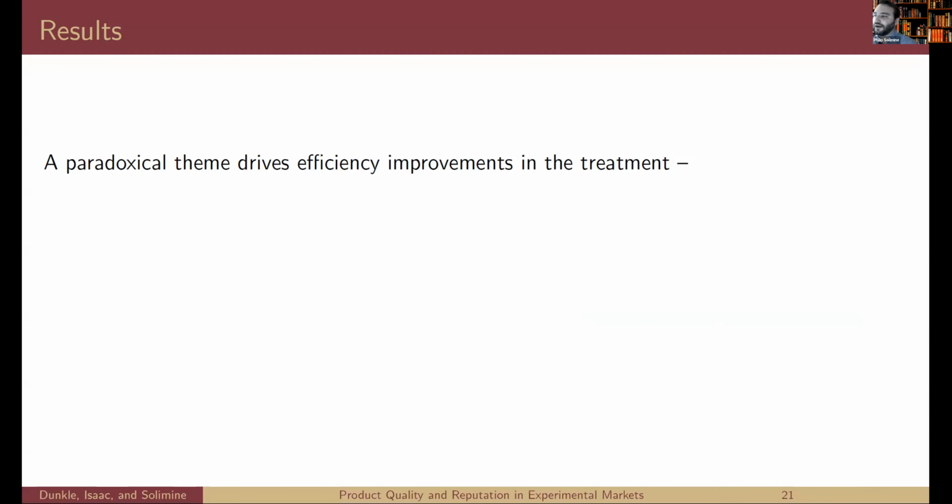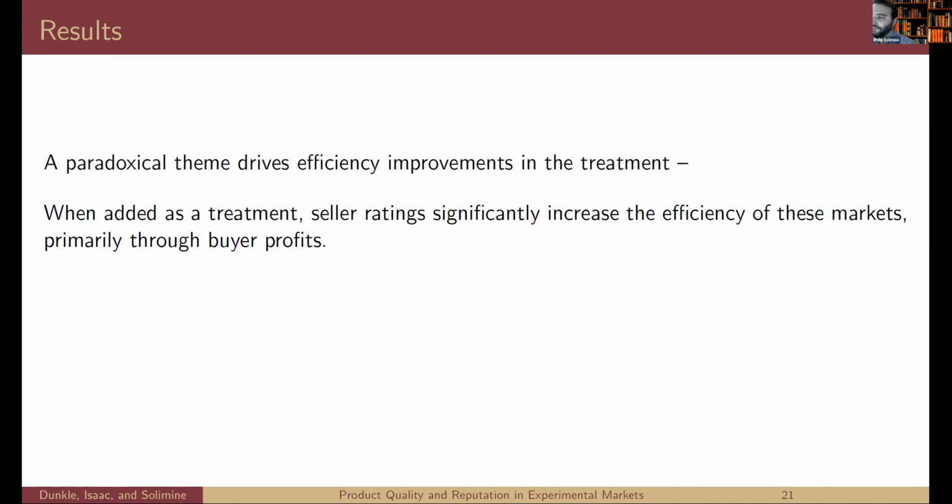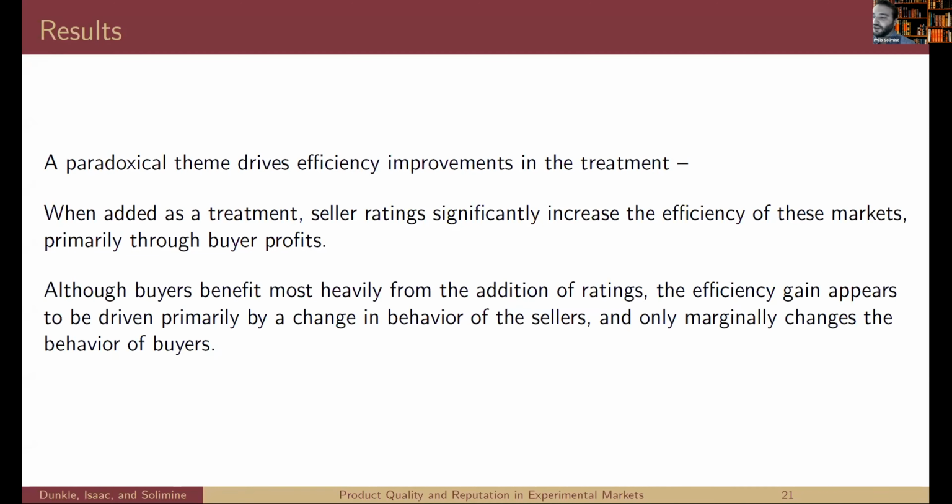So this indicates, to kind of finish this off, a paradoxical theme that is very interesting that drives efficiency improvements in this treatment. When we add the treatment, seller ratings significantly increase the efficiency of these markets, primarily through the buyer profits, right? They have almost no effect on seller profits. And this is because even though these buyers benefit the most from the addition of ratings, the efficiency gains are driven primarily by a change in behavior of the sellers and not the behavior of the buyers. In fact, it only marginally changes the behavior of the buyers and the effect is not significant.